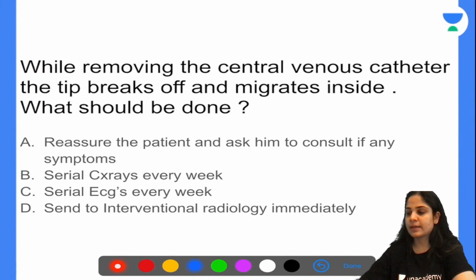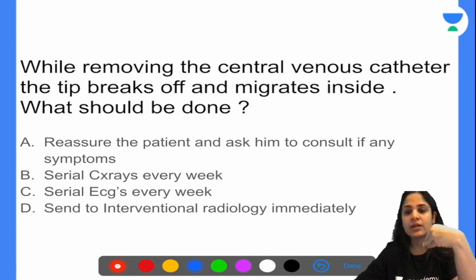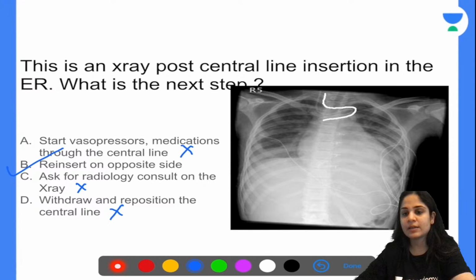I can explain again. So remember, if a central line is coiled anytime or if it is not in the position that you want it to be, it is not straight, it is not reaching the heart or the SVC, then you should entirely remove it and put it on the opposite side. You should never withdraw, reposition or play with the central line because there can be many complications with that.